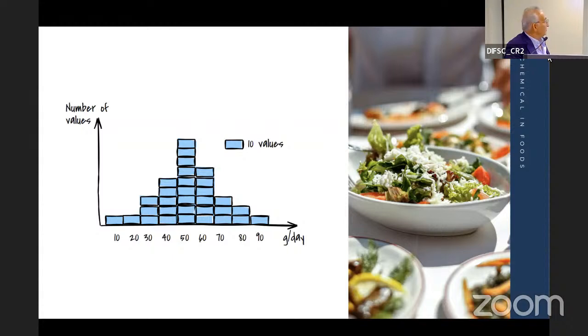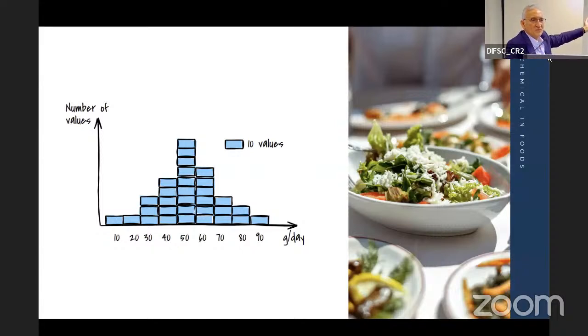You have this graphic. What is the name of this graphic? Yes, this is a histogram. You did a histogram by hand during your studies. So you are counting. Each block represents 10 individuals, 10 values. So that means this is the amount of, I don't remember which food it is, salads eaten per person per day, and you see 10 people, they are eating around 10 grams per day.